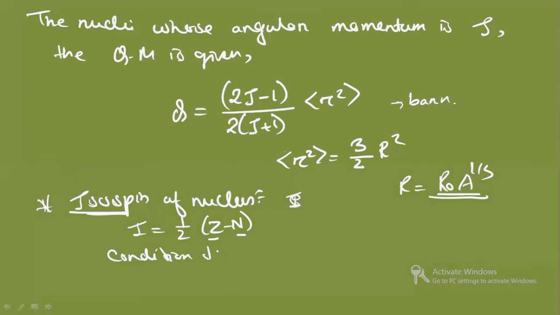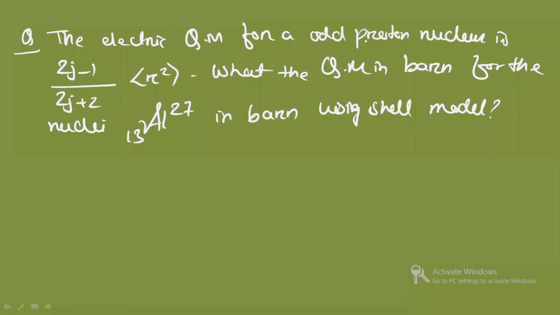The condition to possess a quadrupole moment is that I must be greater than half. So let's see an example. The electric quadrupole moment for an odd proton nucleus is given by this. You have to calculate the quadrupole moment in barn for the nucleus, okay?